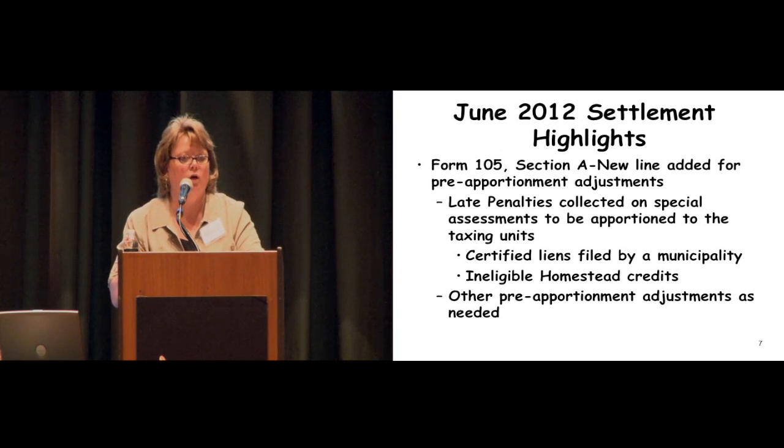Here's a change. Form 105, Section A. That's the top part where you do the June settlement. There's a new line this year. There's a line included now for pre-apportionment adjustments. Those would be for late penalties collected on special assessments to be apportioned, certified liens filed by a municipality, ineligible homestead credits, and other adjustments. Now, Dan is going to be going into late assessment penalties and so forth later on. But now you have a refund line, you have a pre-apportionment adjustment line.